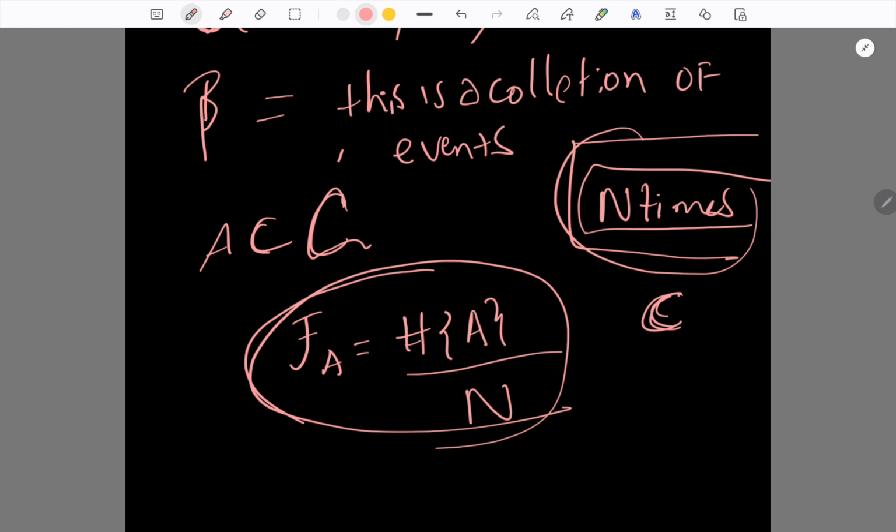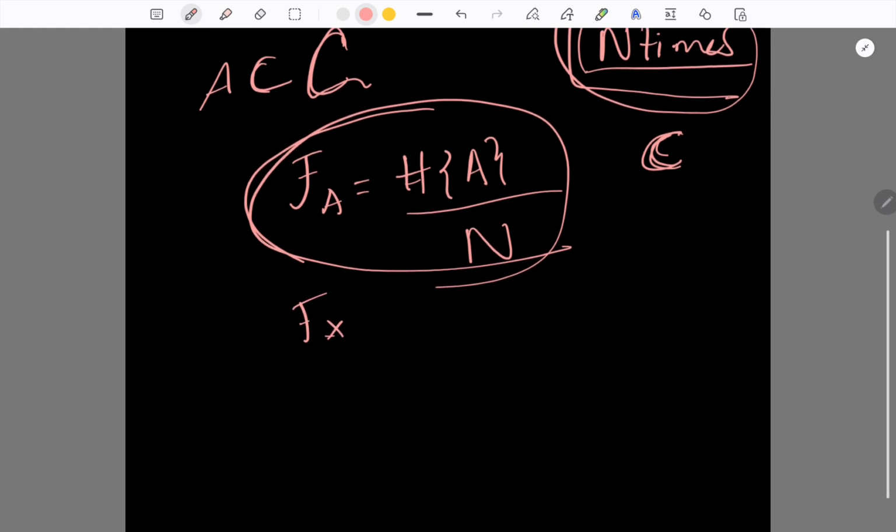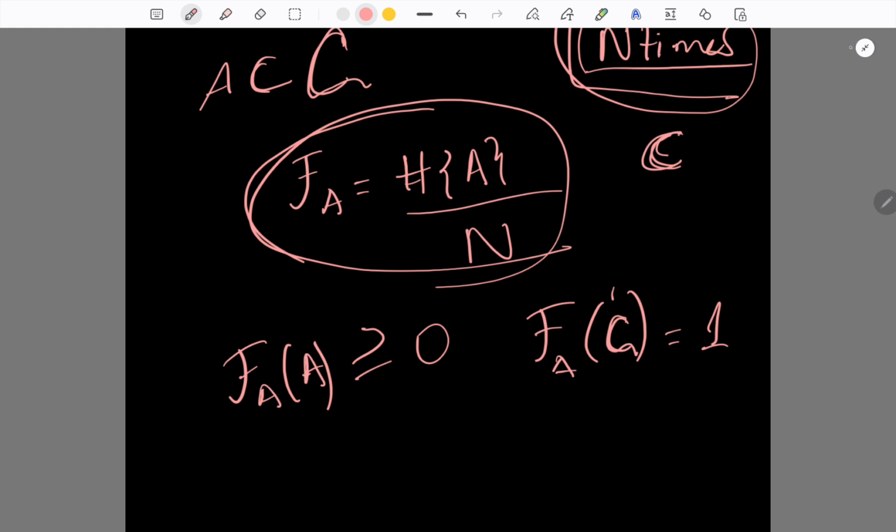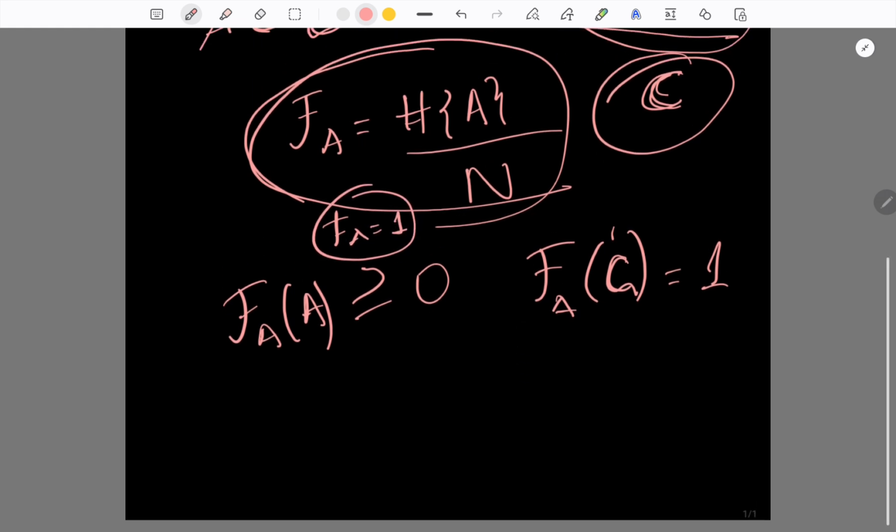This function has specific properties, like it is greater than or equal to 0, and if C, I'm sorry, this one is the correct notation, if it is the sample space, it is 1, because if you look at it, the sample space always occurs, so the relative frequency equals 1.